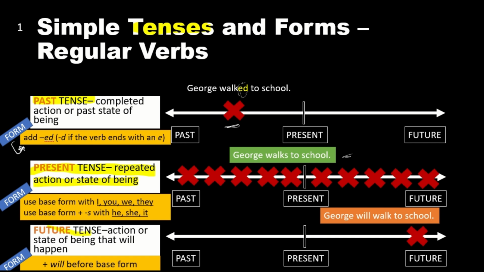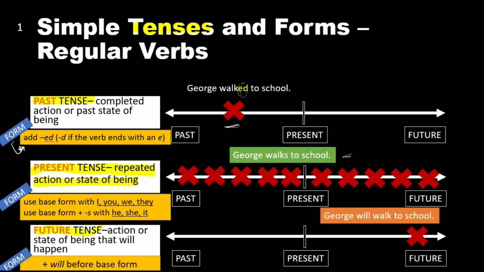Next up, we have future tense. And the future tense is action or state of being that will happen. And I want you to pay attention to the form, this yellow box next to form, because it has the plus sign and it says will before base form. For future form, folks, you need to add this word, a helping verb, will, before the verb itself. And it's going to just be the verb, like there's no ending to it, all because this helping verb is going to let the reader know that this action hasn't happened yet. It didn't happen in the past. It's not happening presently, but it will happen in the future.